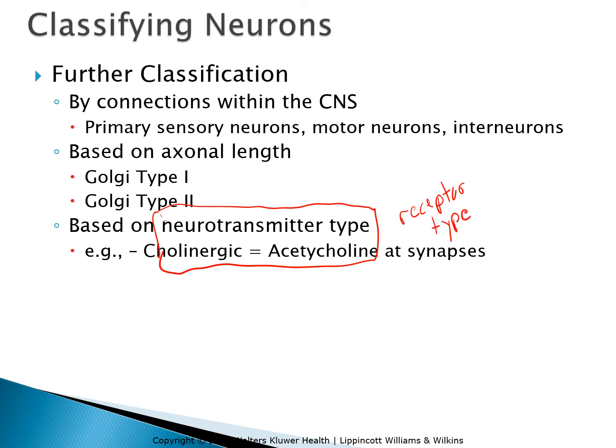So you might have cholinergic neurons, which means acetylcholine is produced at their synapse. You have GABAergic neurons, meaning GABA is the neurotransmitter that's being produced. So that's a good way of classifying a lot of different types of neurons you'll hear me talk about as we go through everything.